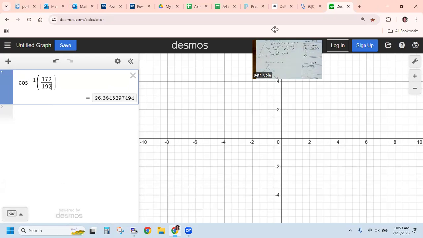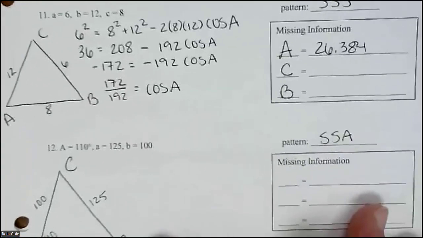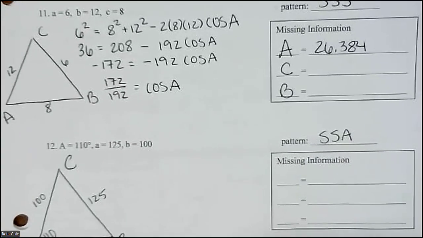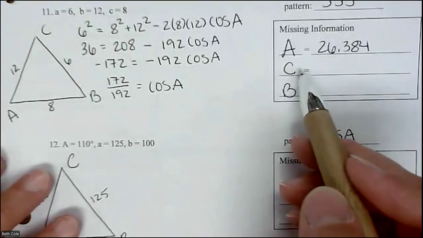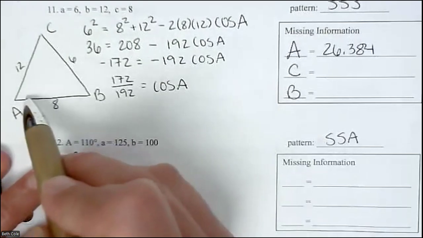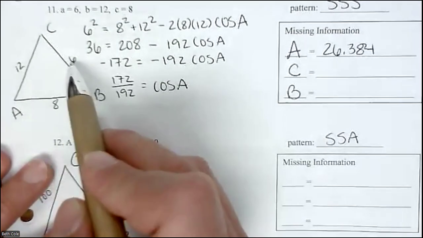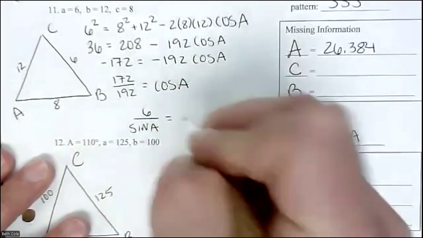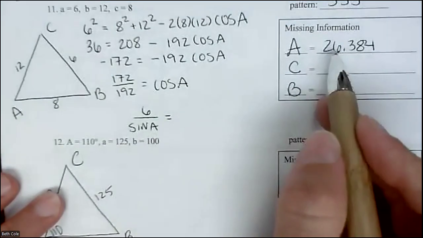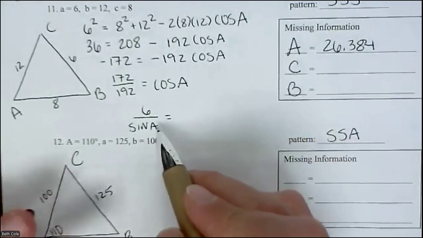I'm impressed you guys picked this one. You thought this one was going to be the easiest one. But I kind of feel that way too, but all right. So now you have a side across from an angle. So we're going to do law of sines. It'll be 6 over sine A. I just wrote A. You could write 26 point blah, blah, blah. It's kind of up to you.